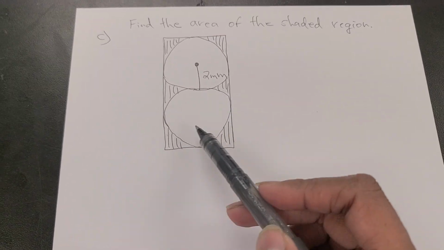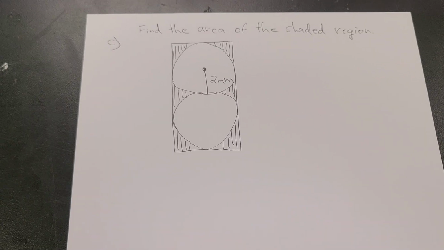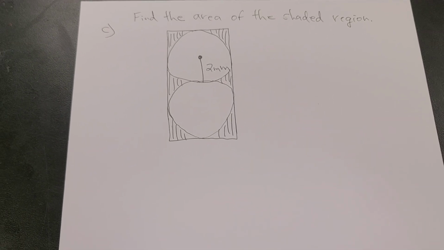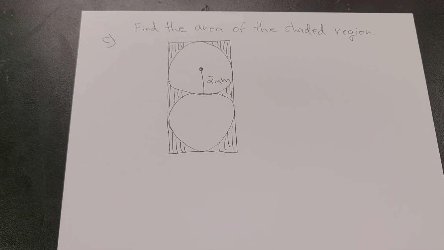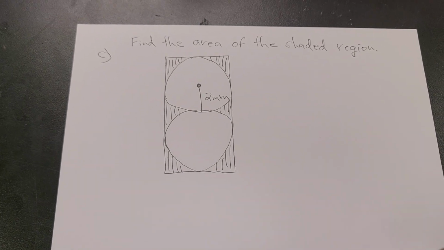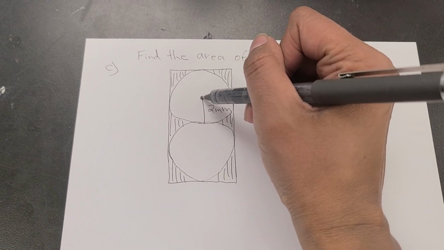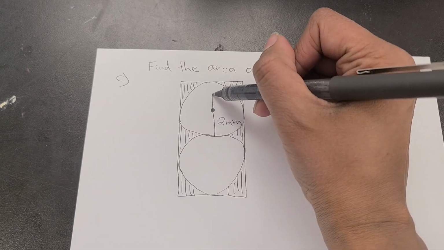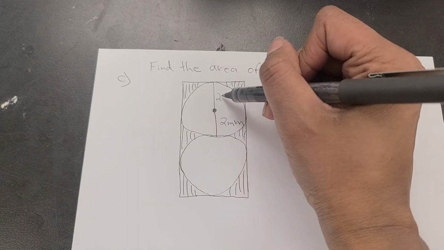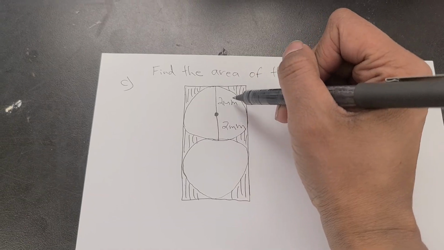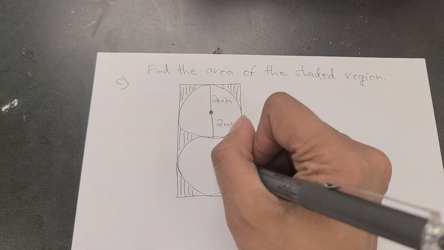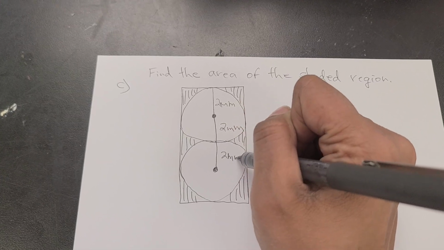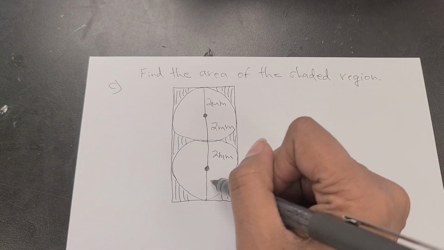Sorry, so these are basically two circles and they're embedded within this rectangle. Now the only thing that's given to you here is the radius. So if you look very carefully, the radius goes from the center of the circle to the end of the circle. Do you see that? This is 2 millimeters. And if you look at the second circle, this radius is 2 millimeters and 2 millimeters.